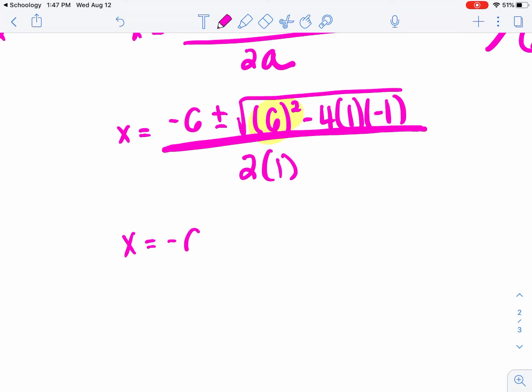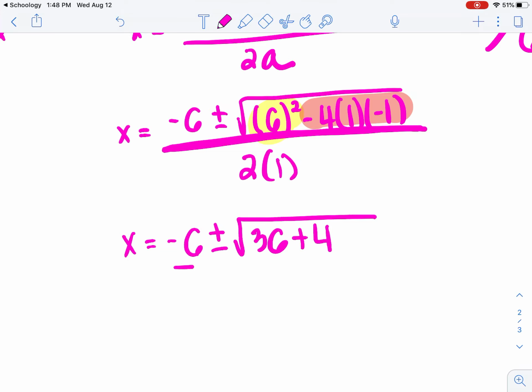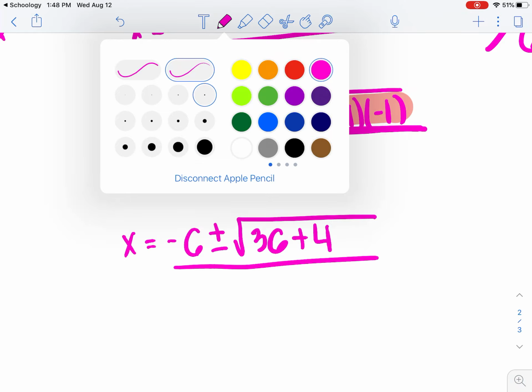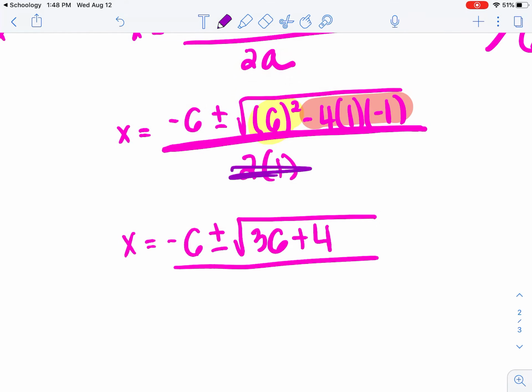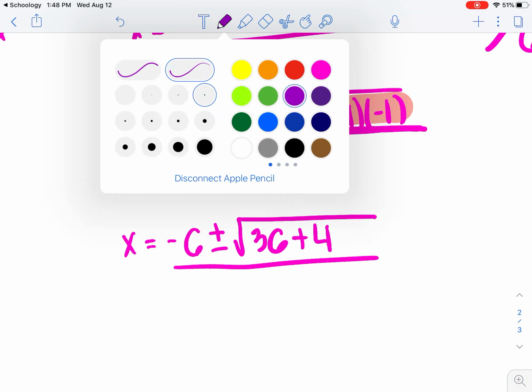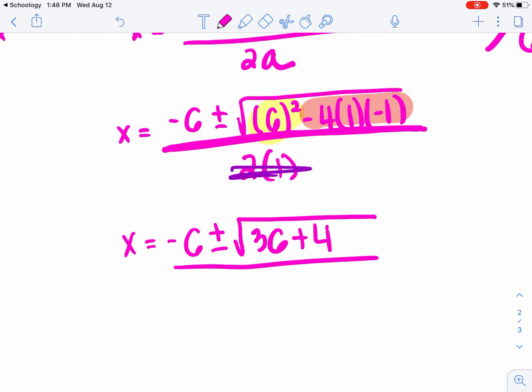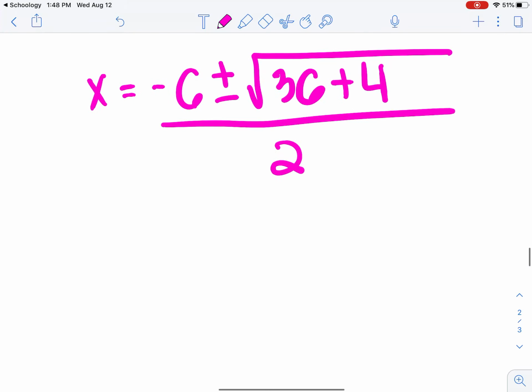So I have x equals -6 plus or minus the square root of 6 squared is 36. The next thing I'm going to do to clean this up, I'm going to multiply these three numbers right here. -4 times 1 times -1. +4. All over. Next thing I'm going to do to clean it up, 2 times 1. I didn't mean to scratch that out, but it's not a big deal. So 2 times 1, which is 2.